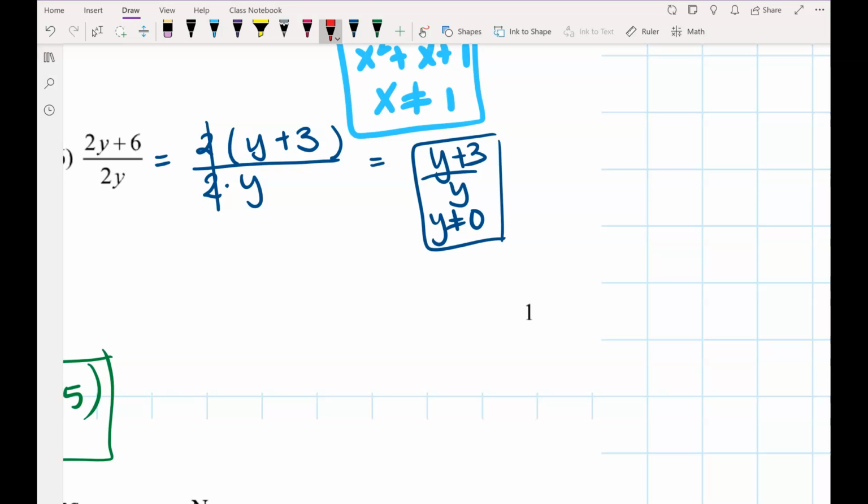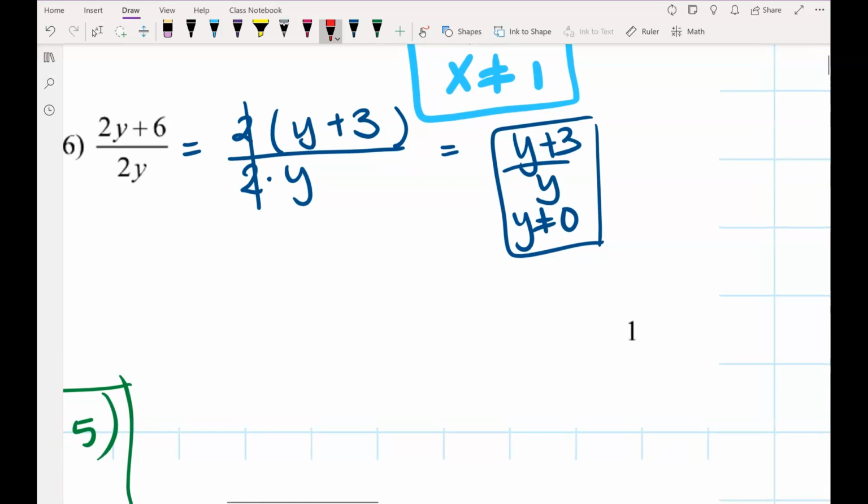So guys, the most common mistake I've seen over the years is students going like this: 2y, taking away 2y, so your answer is 6. That is not true, so please do not do that. Whenever you have a monomial and a binomial, make sure to be able to reduce. You have to factor out from the binomial. All right, guys, and that's it.